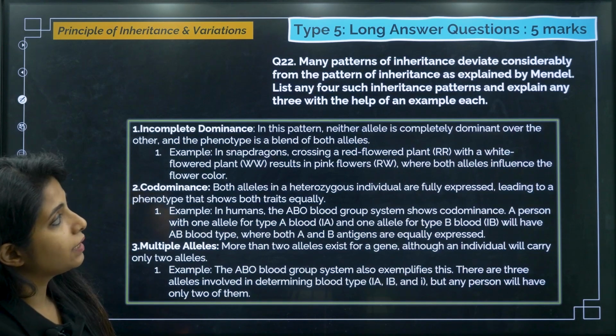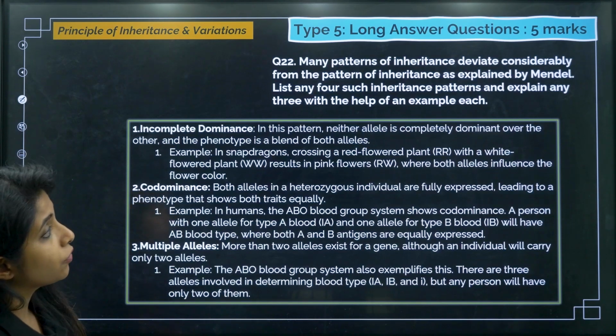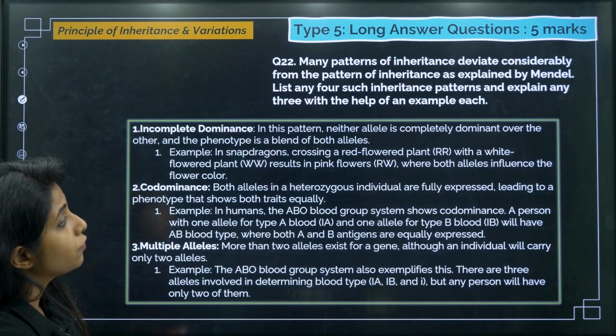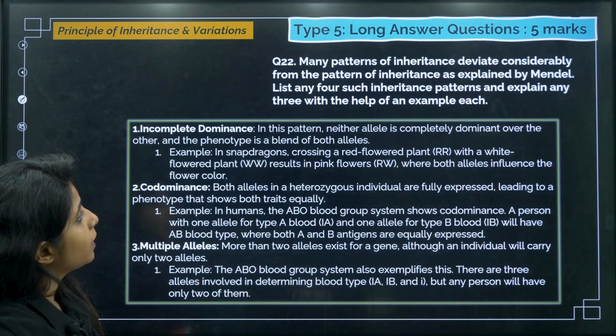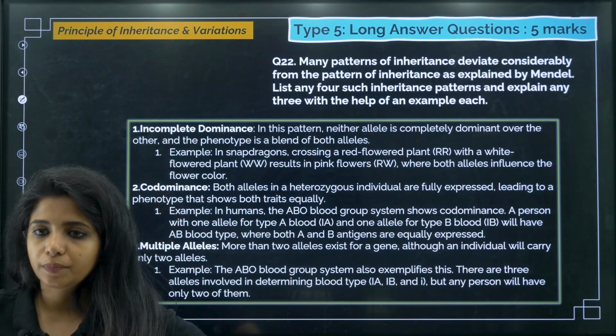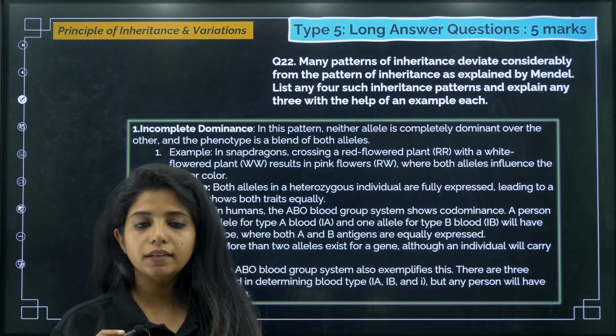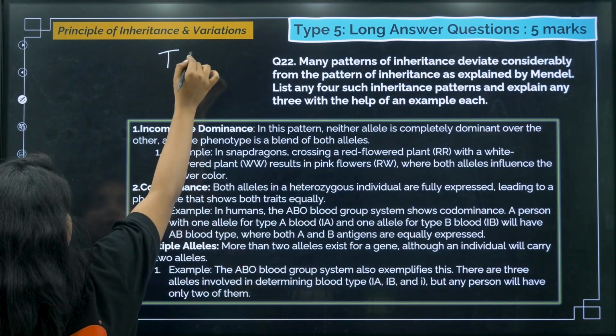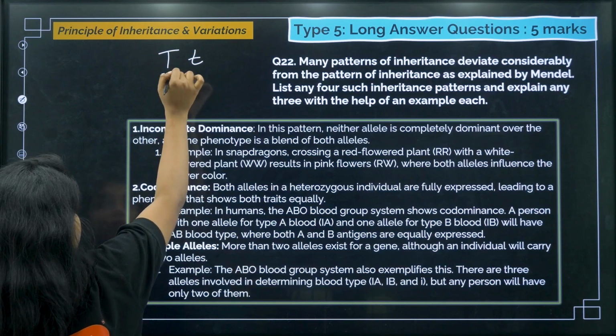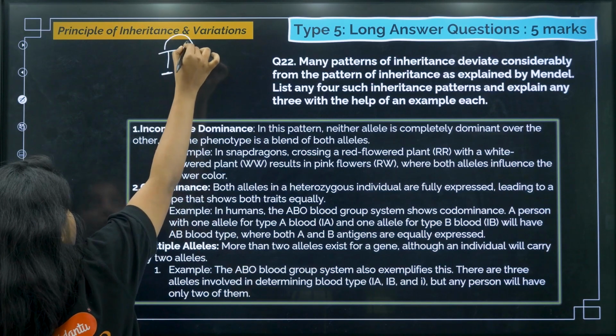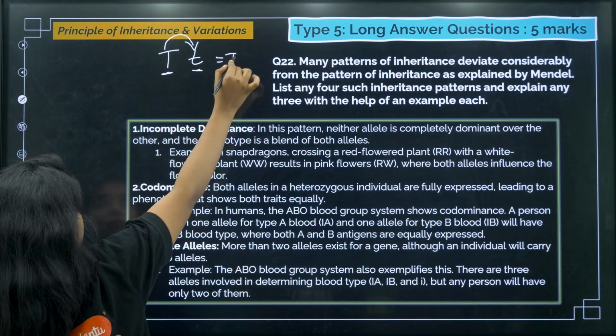Many patterns of inheritance deviate considerably from the pattern of inheritance as explained by Mendel. List any 4 such inheritance patterns and explain any 3 with the help of examples each. So Mendel had his own set of things. One thing that he said is, if there is capital T and small t, where this is a dominant trait and this is a recessive trait, capital T will totally dominate and this will be tall.